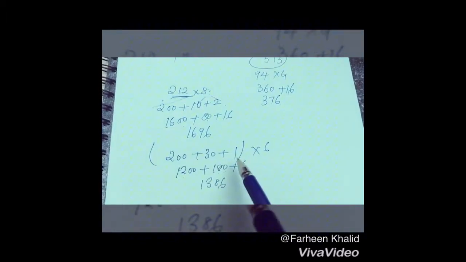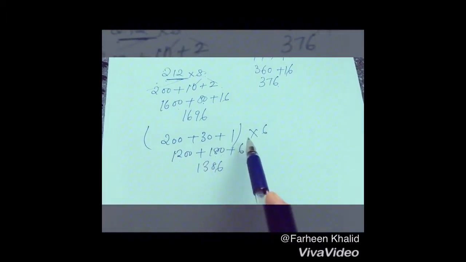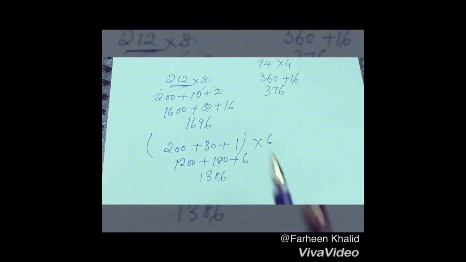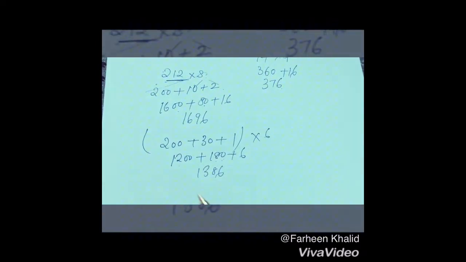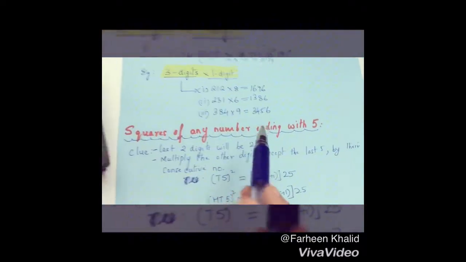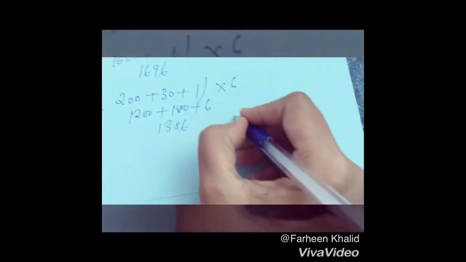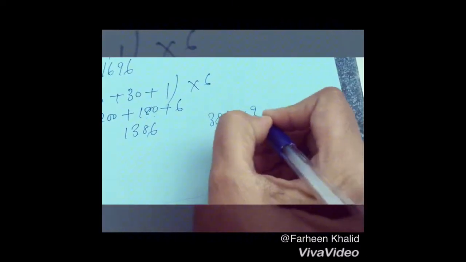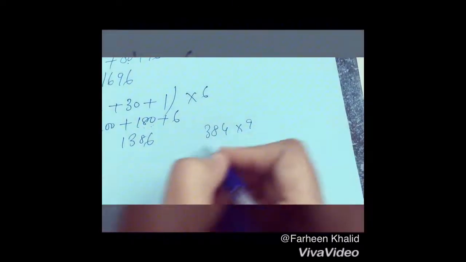Okay, so you only have to split it in your mind, and then you multiply it with that single digit, so you can do big numbers like this. Okay, let's take the last one. It's 384 times 9. So 384 times 9, let's not write it down and do it faster.